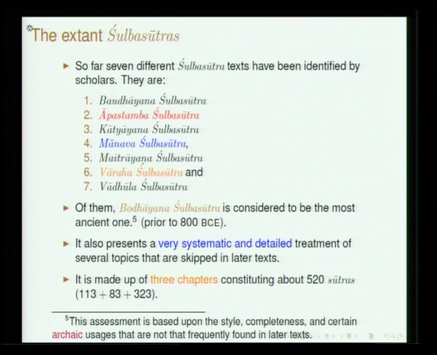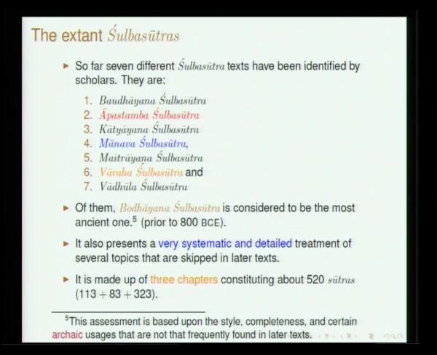So based on this they have felt that Bodhayana must be the earliest Sulbasutra, and one also finds certain sutras almost similar in later ones, for instance in the Katyayana Sulbasutra. So we will find the same sutra repeated with minor changes. And this Bodhayana Sulbasutra is more extensive also, and therefore they feel that it is the most ancient one. Bodhayana Sulbasutra is made up of 3 chapters consisting of 520 sutras, and the composition is something like this.